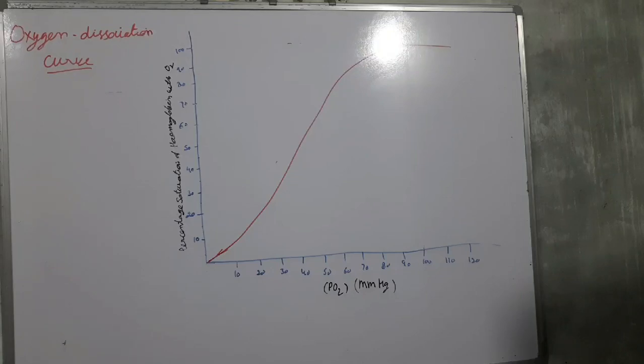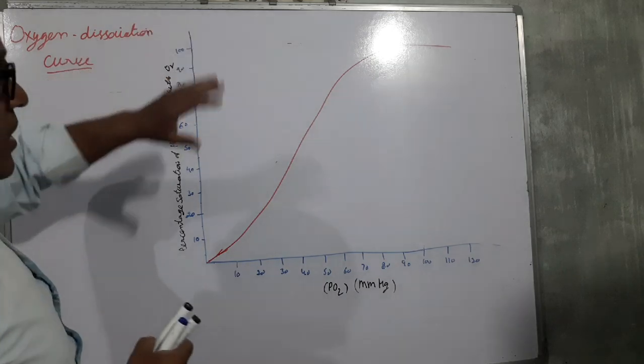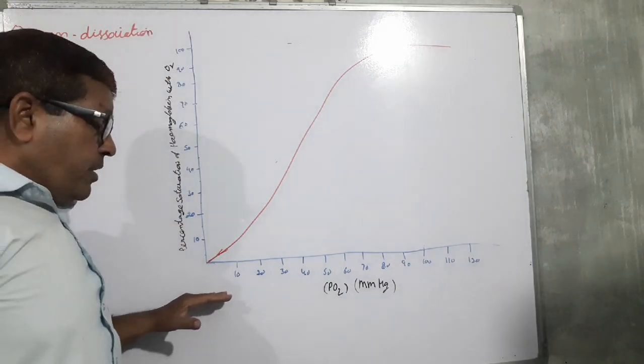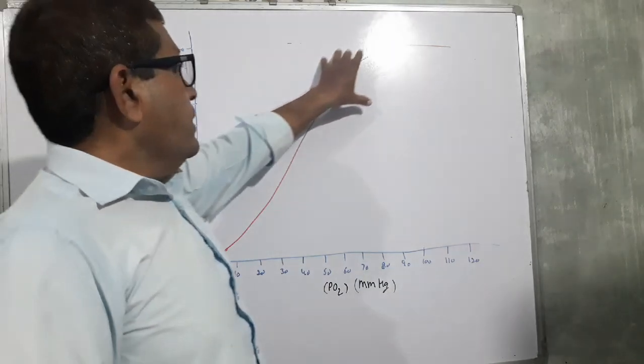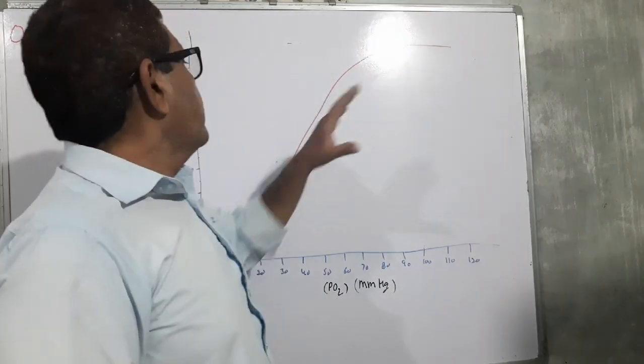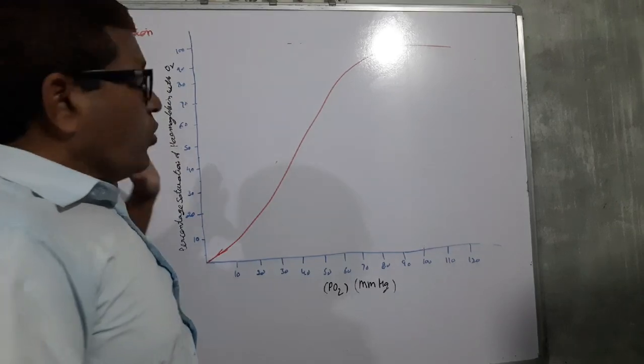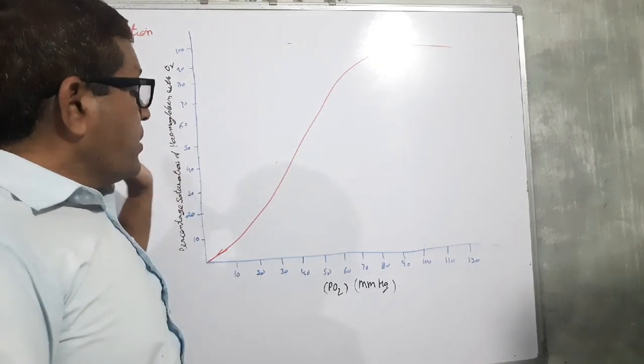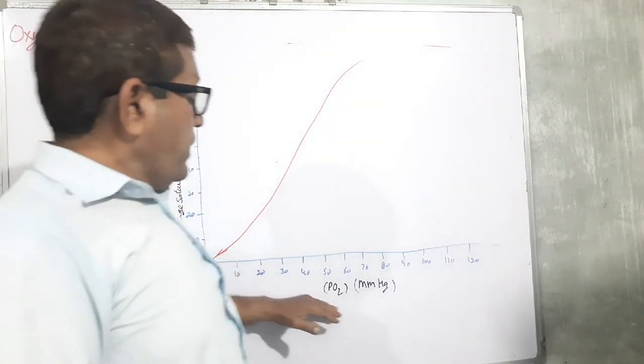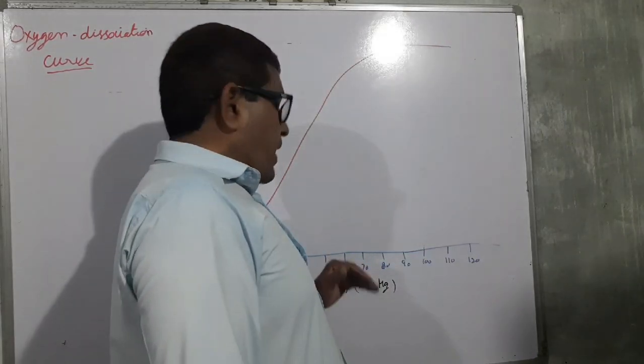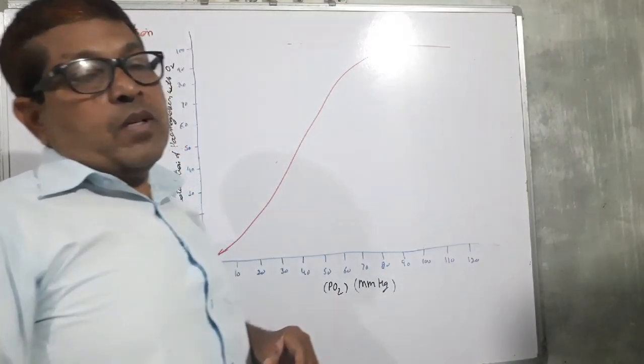This is the oxygen dissociation curve. This oxygen dissociation curve shows the percentage saturation of hemoglobin with oxygen by increasing the partial pressure of oxygen.